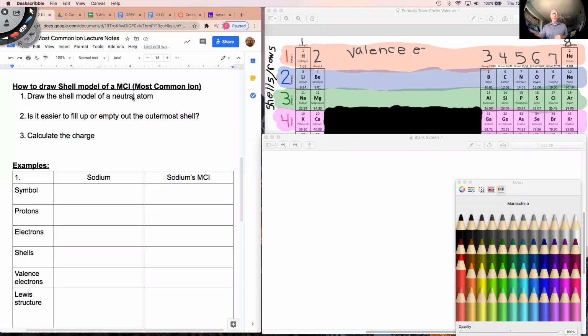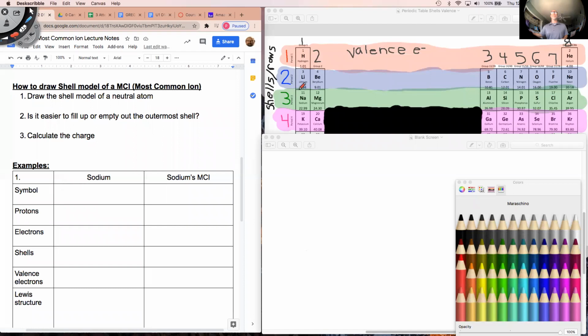How are we going to determine our most common ion? How will we know that magnesium is a +2, that oxygen's a -2, that lithium's a +1? We're going to take a look at that right now. But before we do, let's take a look at this table and fill it out.